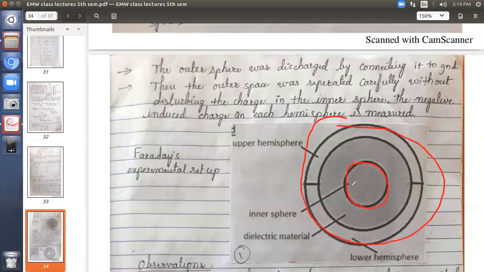One sphere. He took a sphere and he charged it with some known amount of charge. I am showing it here by a positive sign, indicating that some charge exists on the surface of the inner sphere. Say q coulombs of charge, he charged this inner sphere. Then he enclosed this inner sphere with one more sphere, an outer sphere.